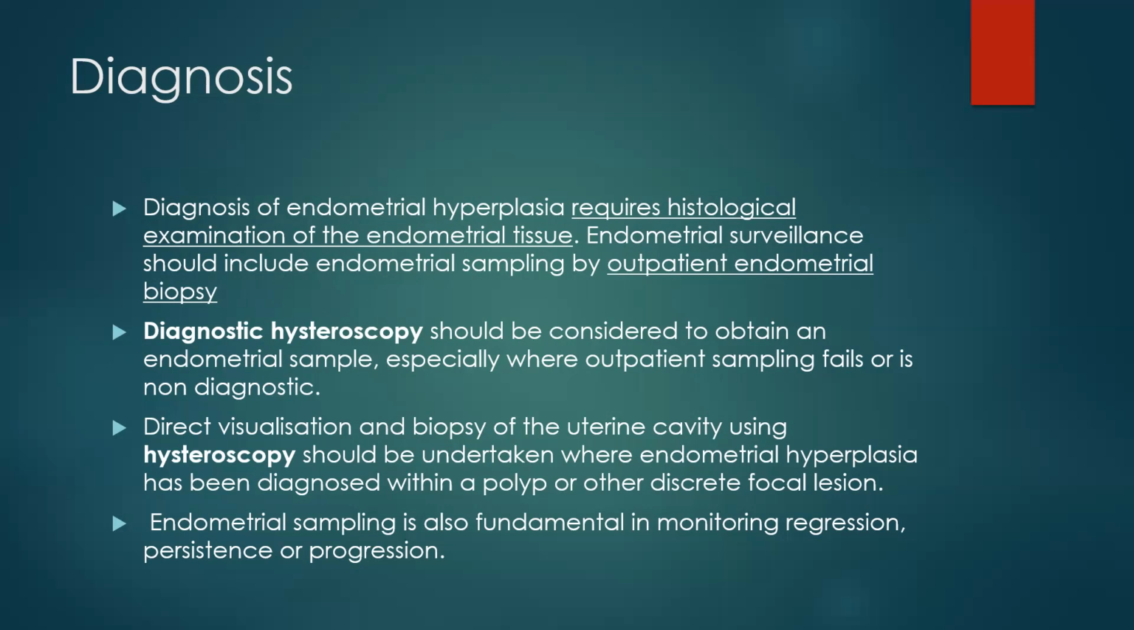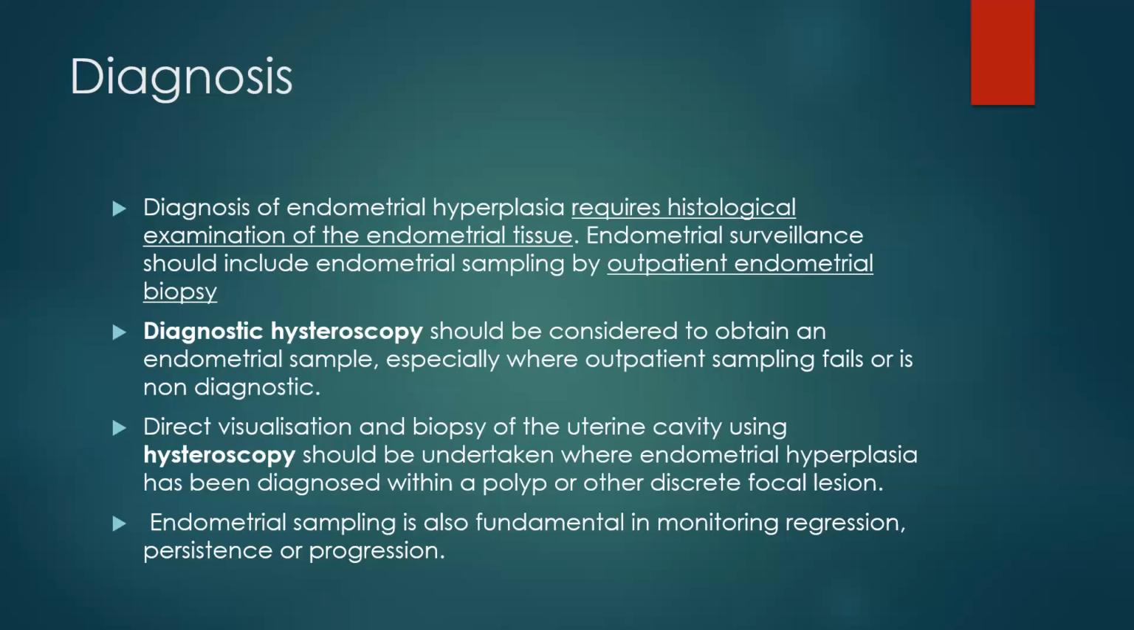Endometrial surveillance should include endometrial sampling by outpatient endometrial biopsy. Diagnostic hysteroscopy should be considered when the outpatient sampling fails or is non-diagnostic, because diagnostic hysteroscopy has a clear advantage. We can directly visualize the endometrium and take a biopsy of the uterine cavity from all sides, and it should be done where endometrial hyperplasia has been diagnosed within a polyp or other discrete focal lesion.